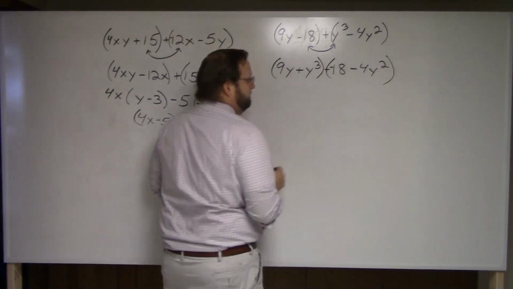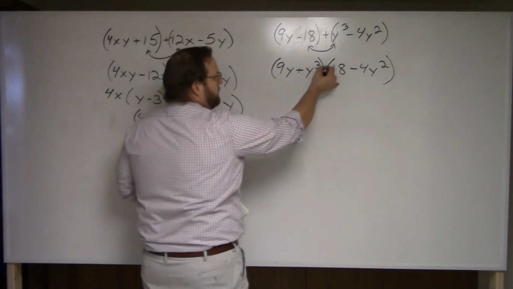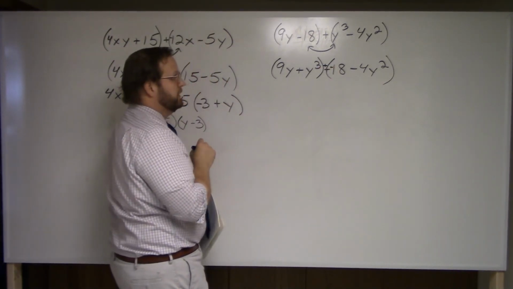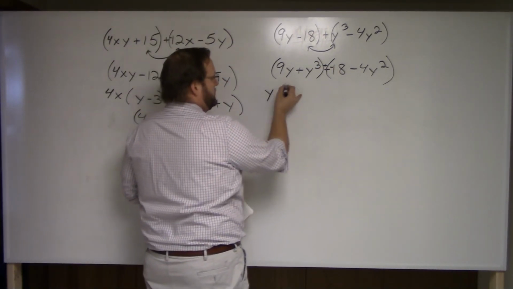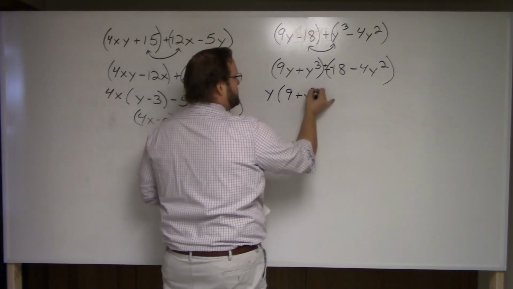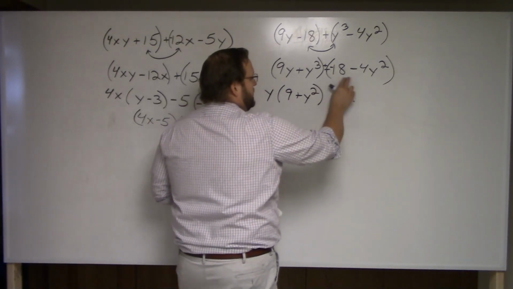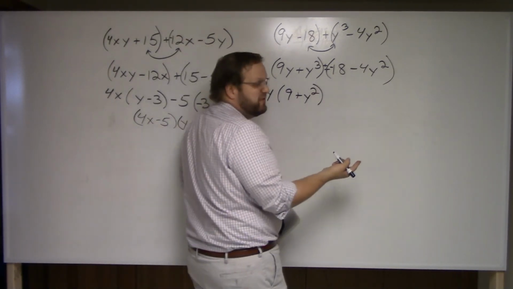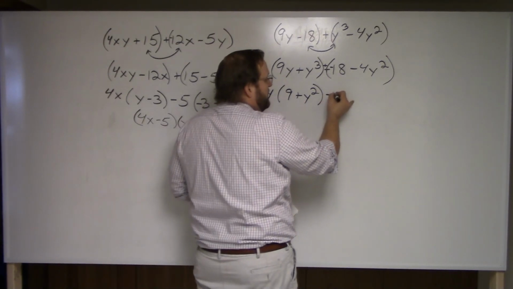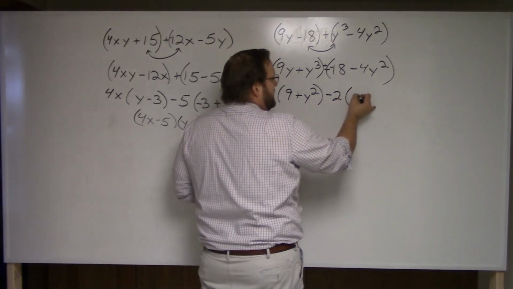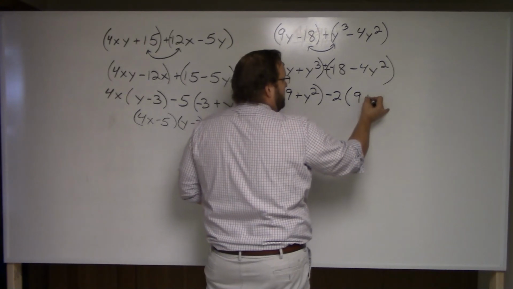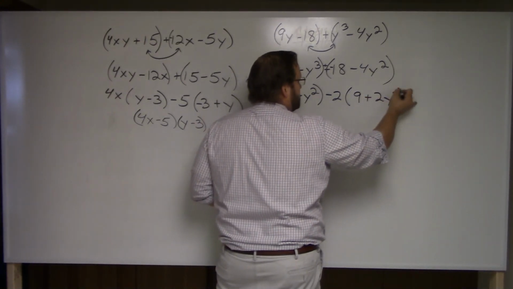Then I group again. Okay, and I cover that plus sign up, but there's a plus sign in between. I can take a y out to get 9 plus y squared. Here, they're both negatives, let's take a negative out. Negative 2 to get a 9 plus 2y squared.